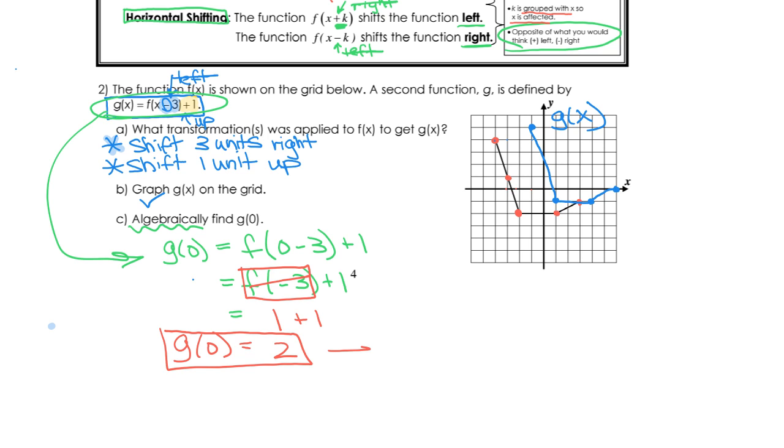And what that means is that 0, comma 2 should be on our g of x graph. Okay? And 0, 2 is literally right here. And you can see even better if I used a straight edge, but it is on there. All right, and so that is what that means.